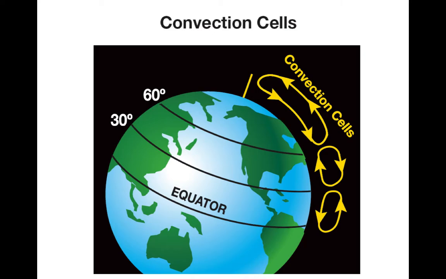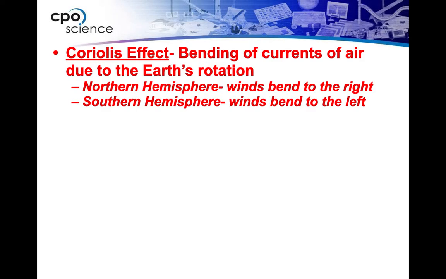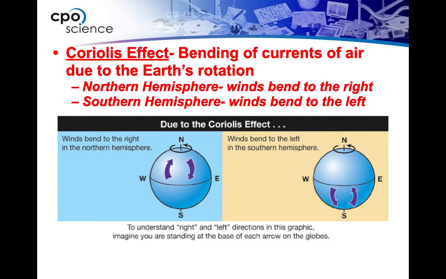So global wind patterns just come from our patterns of how Earth's surface is heated up. Now, when wind blows on Earth's surface, it doesn't do so in a straight line. Why not? Because Earth is spinning.